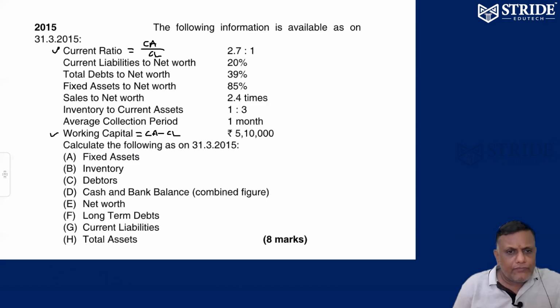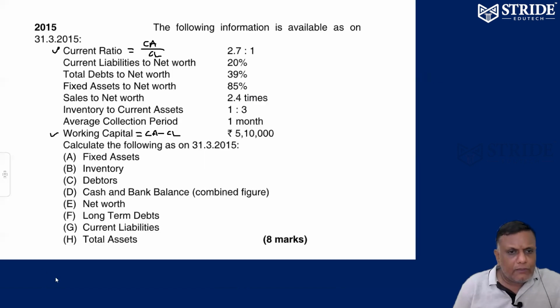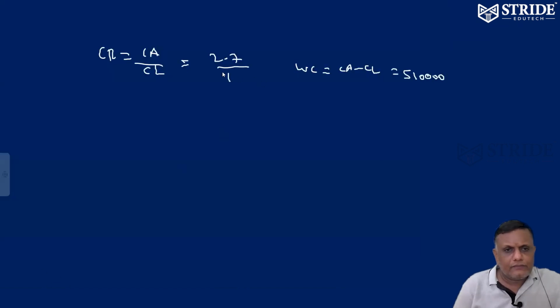What is working capital? Working capital is equivalent to 5,10,000. So current asset is equivalent to 2.7 into current liability. Please cross multiply: 2.7 into current liability.